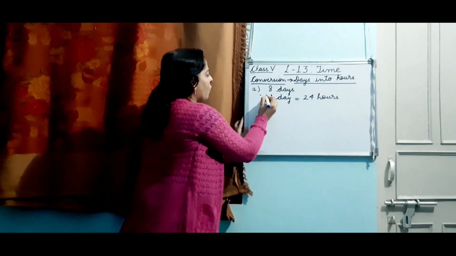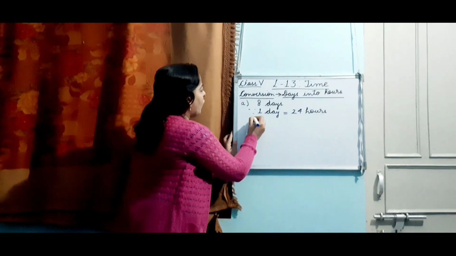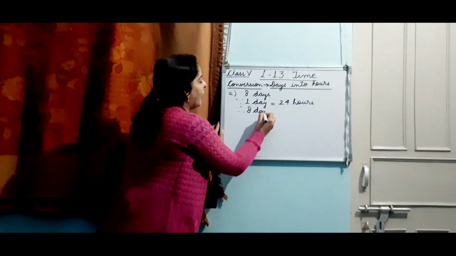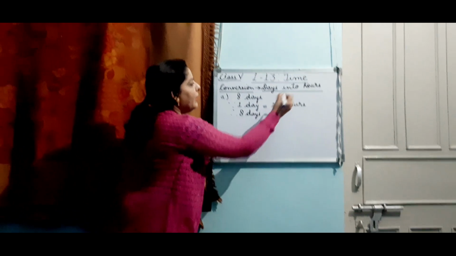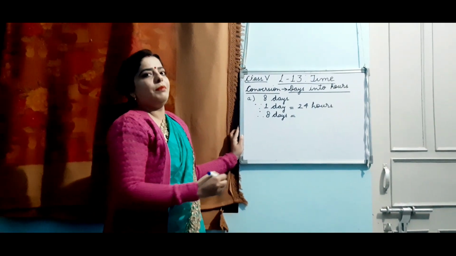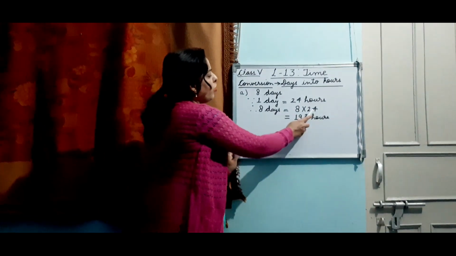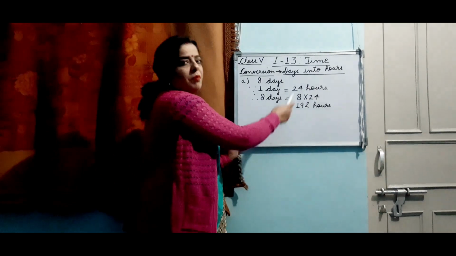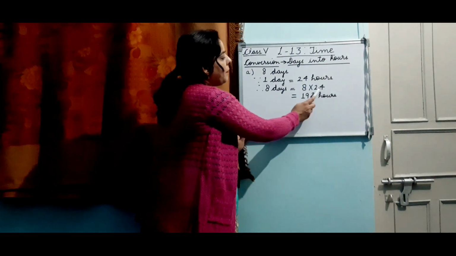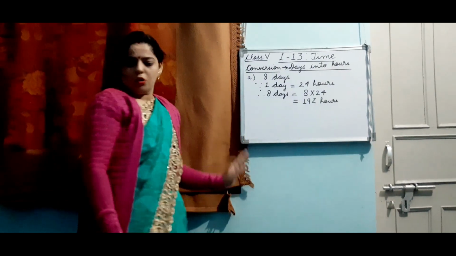Now we have to convert 8 days into hours. Bigger day into smaller hour. So what will we do? We will multiply. Here the bigger thing is given, and to change it into smaller, we will multiply. In the time fact we can see 24 is there, so we will multiply by 24. And what is the answer? 192 hours. Okay.